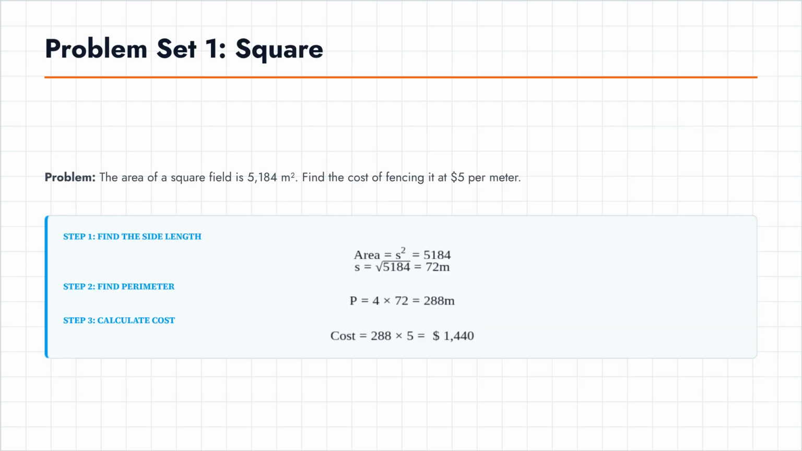In problem set 1, we find the cost of fencing a square field with an area of 5,184 square meters at $5 per meter. We find the side length by taking the square root of the area, calculate the perimeter, and then determine the total cost, which is $1,440.